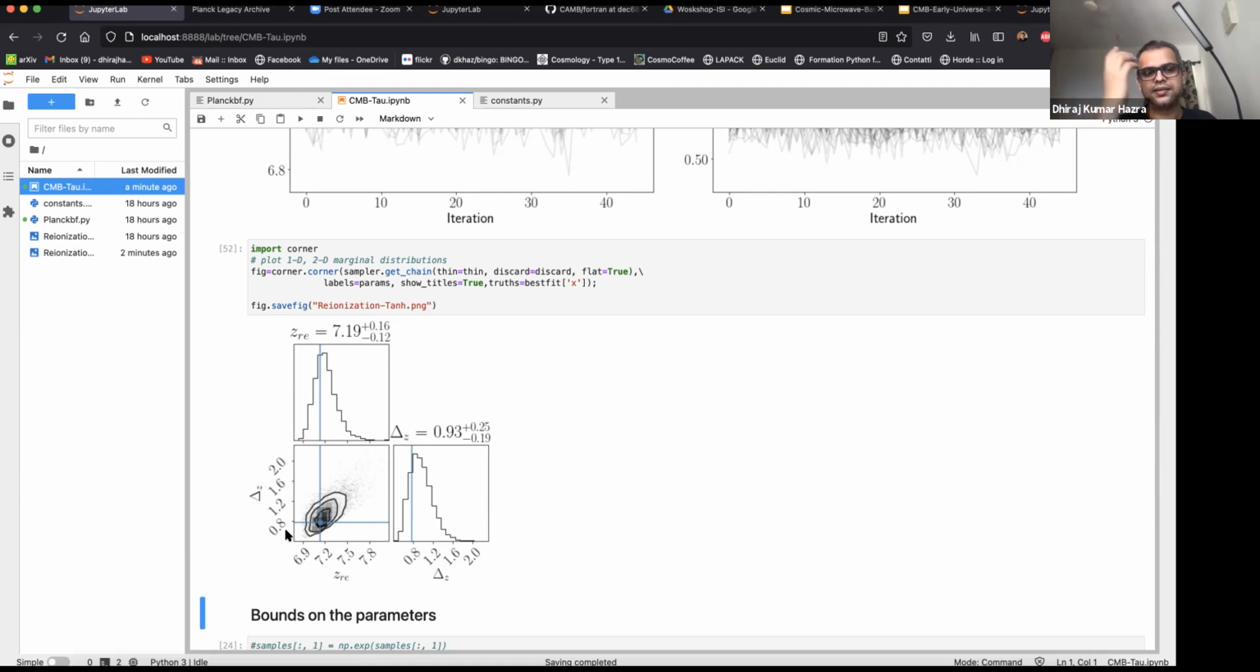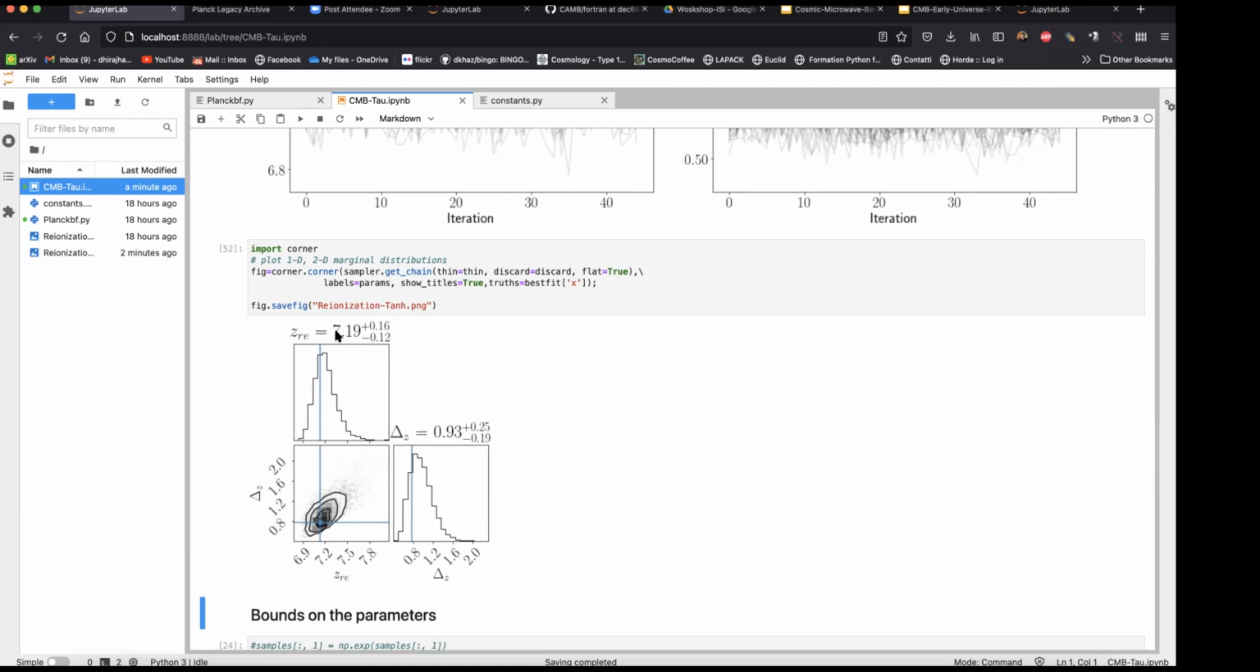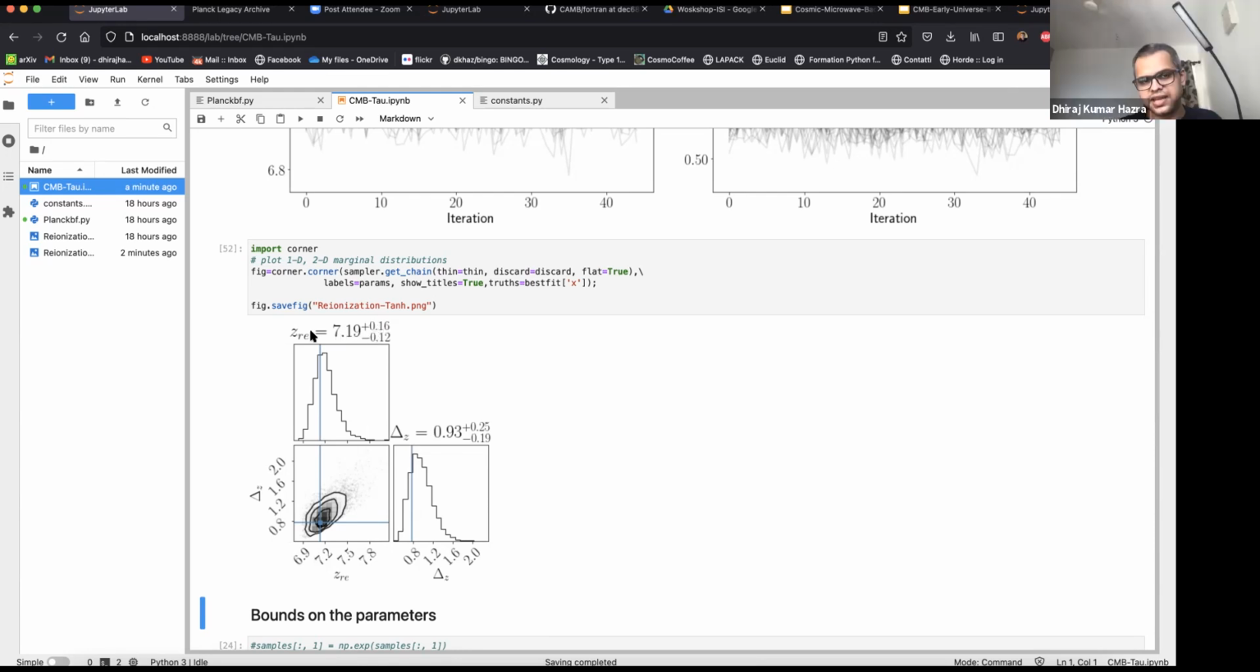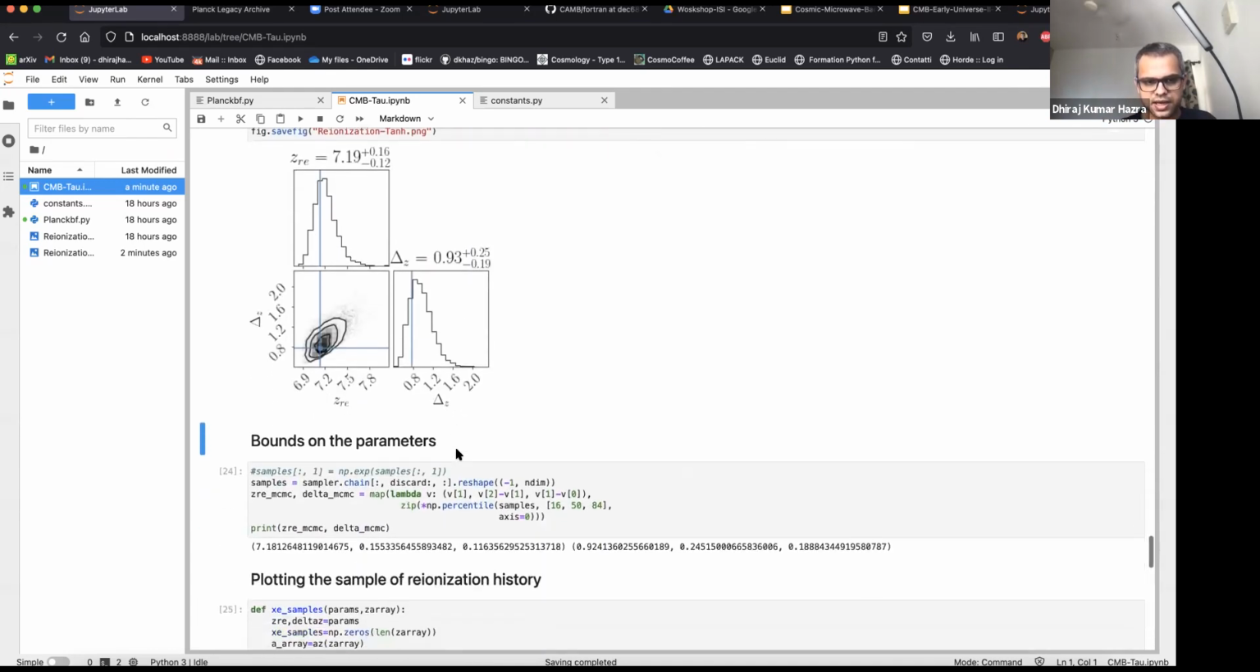Okay. You see, then these are the mean values with the error bars. So it says that my reionization redshift will be 7.19 plus 0.16 in 1 sigma and minus 0.12 in 2 sigma. So this 1 sigma and 2 sigma, I hope you have an understanding. Otherwise, I can discuss this when I discuss dark energy.